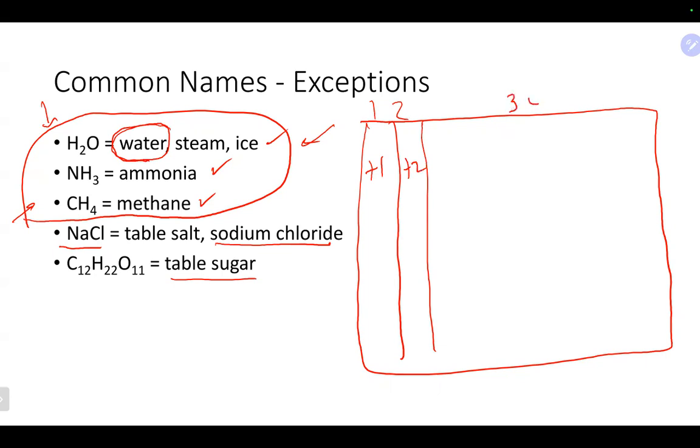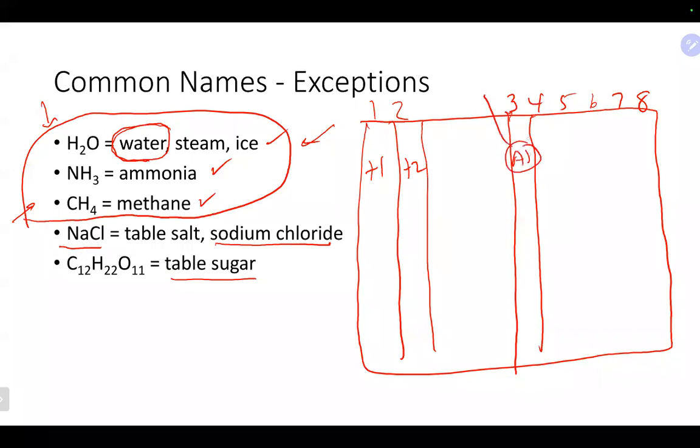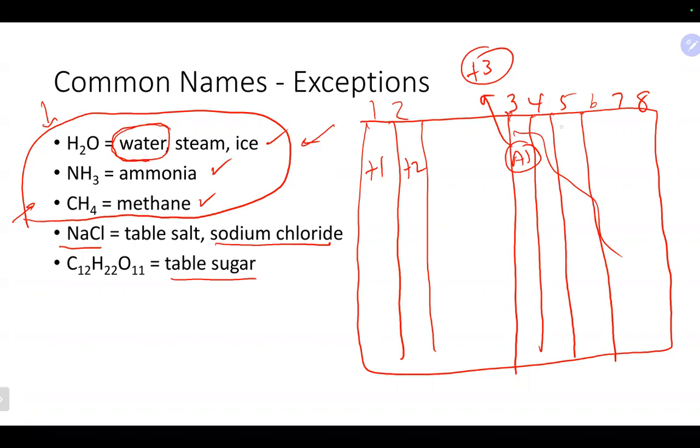Then we got 3, 4, 5, 6, 7, 8. But the transition metal region is really small. Group 3, which is really aluminum, will always make a +3 charge. We actually skip group 4 because that's where the staircase comes down through there. Group 5 will be -3, that's nitrogen and phosphorus. Group 6 will be -2. And group 7 will be -1.